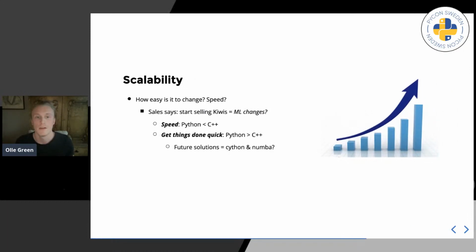Scalability. How easy is it to change your model? And does it require some sort of critical speed? This is, of course, going to depend on industry. Finance is going to be very interested in high frequency and highly efficient algorithms, while in a retail store you may just update it once a week or once a day. So speed-wise, Python might be suboptimal compared to C++, but if you want things to get done quickly and you need to make adjustments and so on, Python seems to be a more preferable language, at least in my experience. You have other solutions also that can handle these more efficiently.